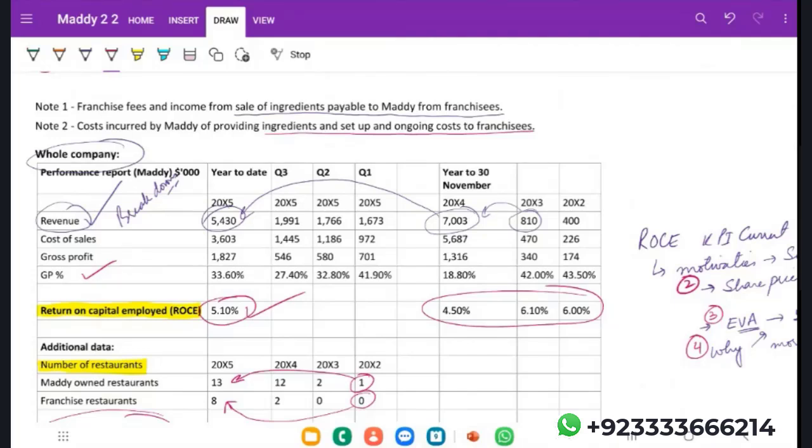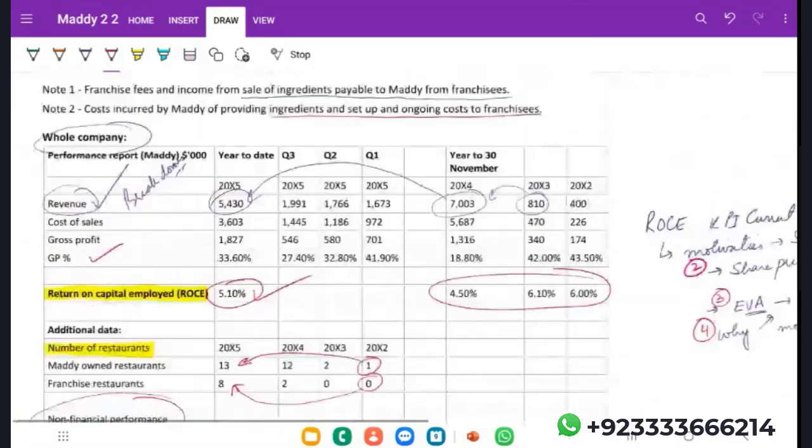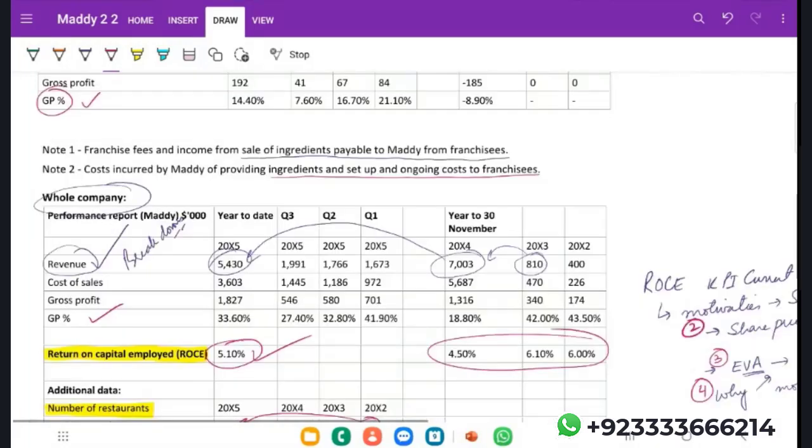Let's suppose the average return on capital employed of the industry is 12%, right? But we are generating 5% return on capital employed. It means we are far behind the industry, right? Or let's suppose the gross profit of the industry is, we are generating a gross profit equal to 33%. Let's suppose that the industry is not generating 33%, the industry is generating a gross profit of 42%, 43%, right?